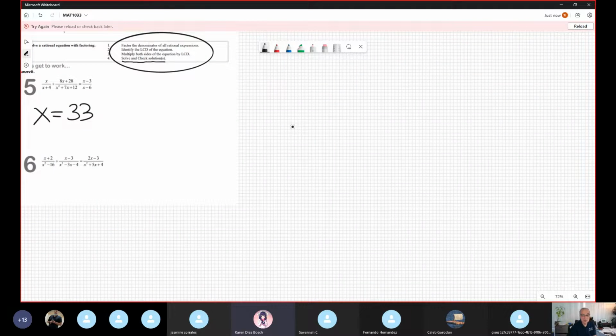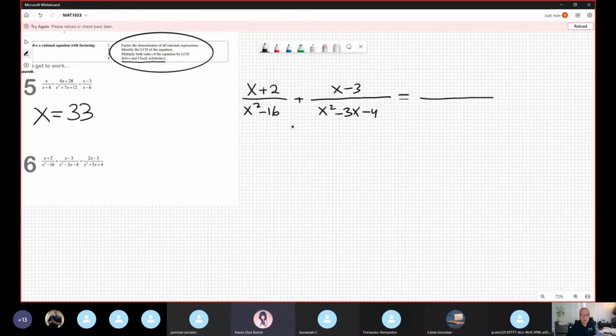It is x plus 2 over x squared minus 16, plus x minus 3 over x squared minus 3x minus 4, equal to 2x minus 3 over x squared plus 5x plus 4.